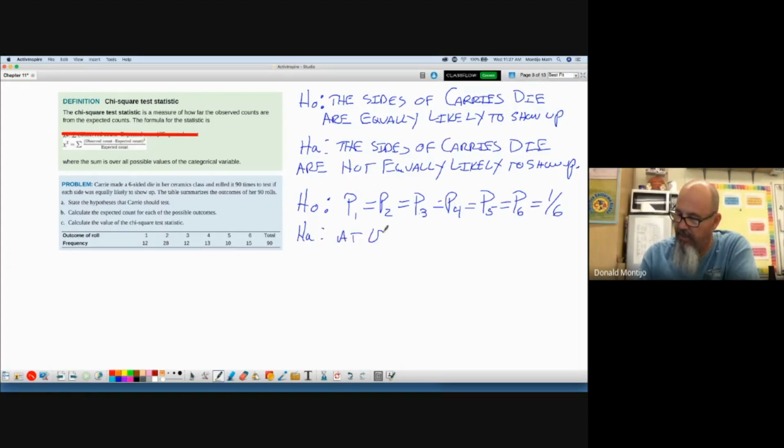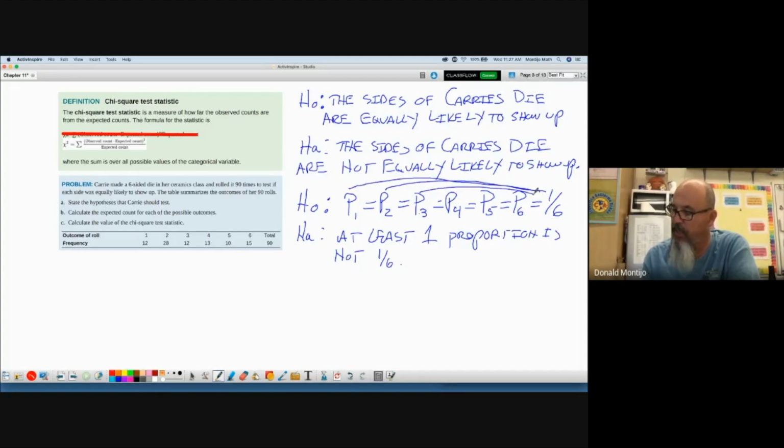at least one proportion is not 1/6. So you can see here, we could do a one prop z-test and test that P1 equals 1/6, and then do another test, and then do another test, until we've done 6 separate tests.